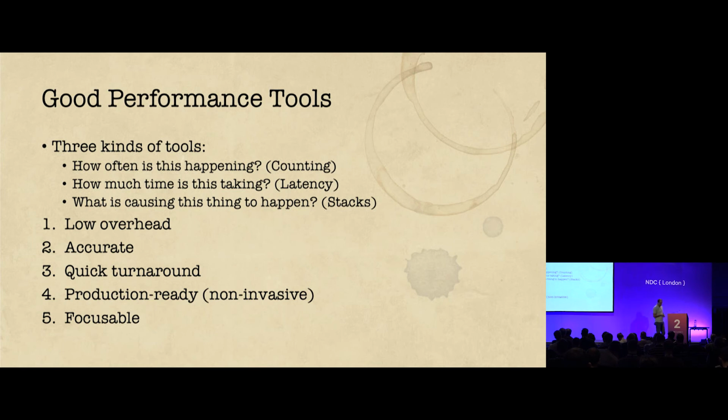You want the tool to be accurate. Again, it sounds kind of obvious, but not all performance tools really are that accurate, or they could be skewed by what your system or your application is doing. You want your tools to have a quick turnaround, so you don't have to wait 8 hours to get results when you're under pressure to do a performance investigation. You want the tools to be production ready, by which I mean you can put them on a production system and run them without any extra preparation or invasive steps like restarting the system.